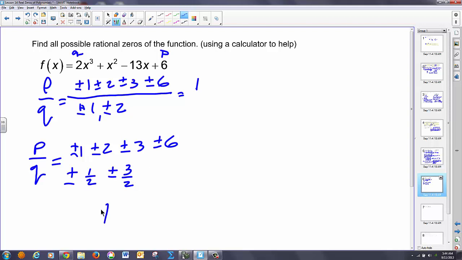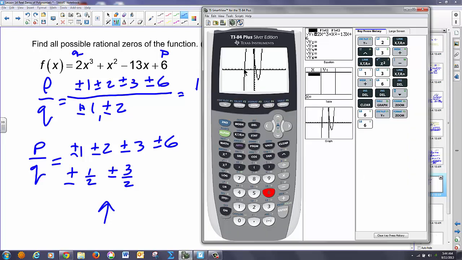So in this case, if I were doing this the long way, I would have to check 12 actual pieces to see if those were possible zeros of the function. But like I said, we're going to use a calculator to help us out. So what I'm going to do here is say, all right, let's graph that. We did. And I can see clearly that there are 3 intercepts. I want to know if these intercepts are actual rational roots. In other words, do they come from this list?